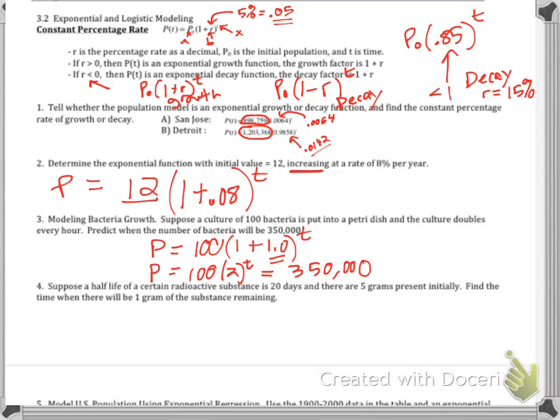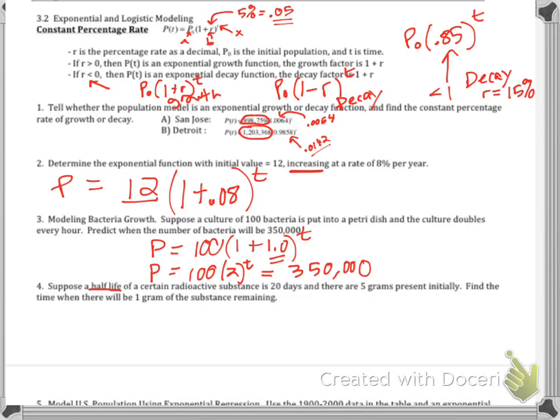Cool. Now let's go back to that last page. The number 4 is the last thing on there. We have a half-life of a certain radioactive substance. It's 20 days. And there are 5 grams present initially. Now this is a little bit different situation. So we have a time of days. And what we know is the half-life is set up a little bit different. That means how long until I have half.